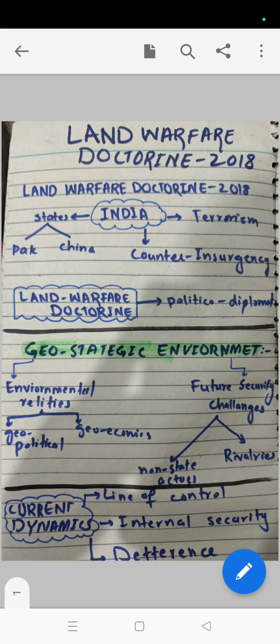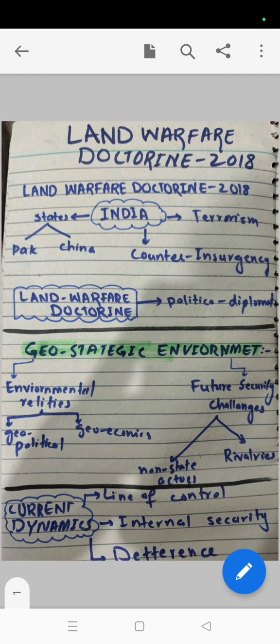So if we define the land warfare doctrine, it has different bases. We will describe it further, but the first base is political diplomacy. Political diplomacy gains importance because, as we know, the famous quote of Sun Tzu is that winning a war without fighting is better than winning 100 wars. It means that if you have a strong strategic position, strong strategies and a strong diplomatic tool, it will be easy for you to win any type of war.